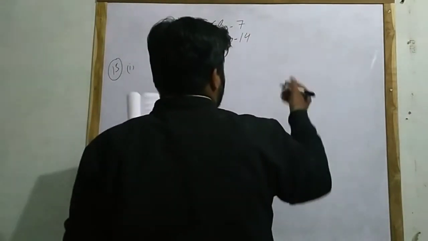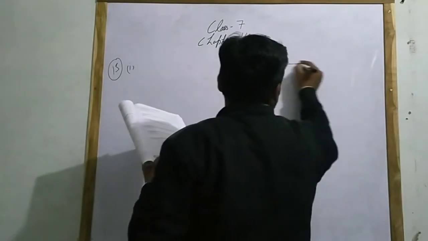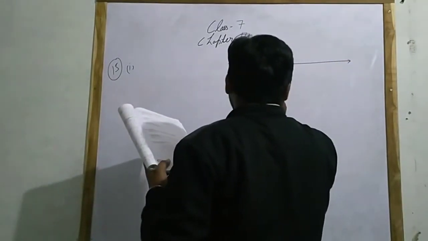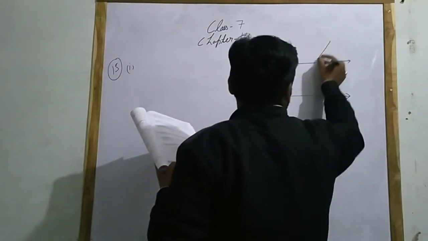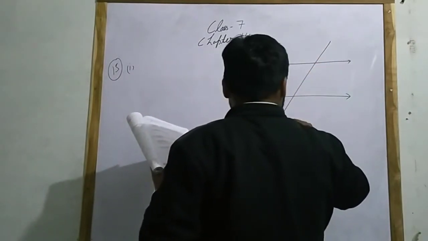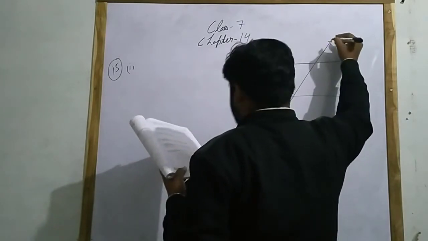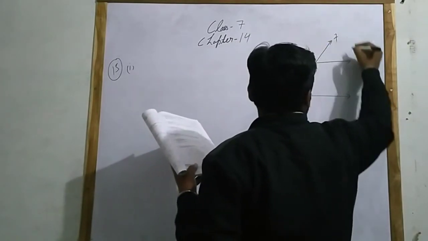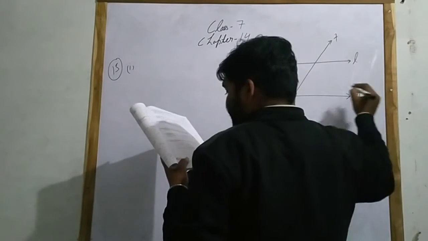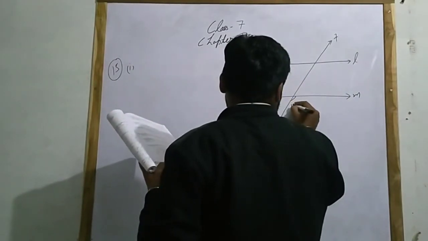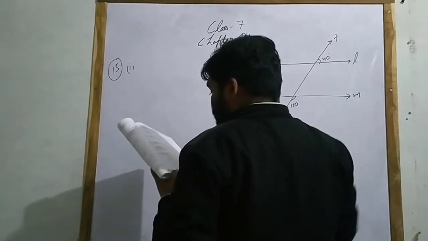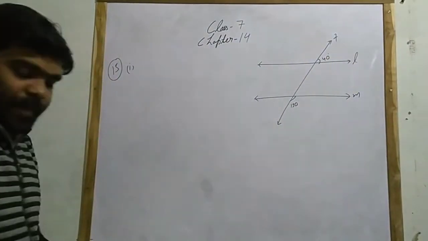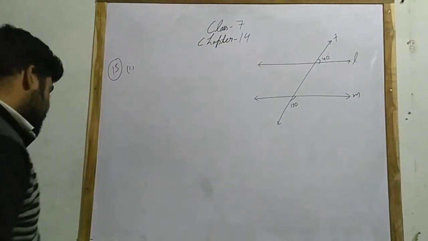This is your figure. It is your transversal T. This is L, this is M, and it is given here 130 degrees and 40 degrees. What you have to find is whether L is parallel to M in each case.